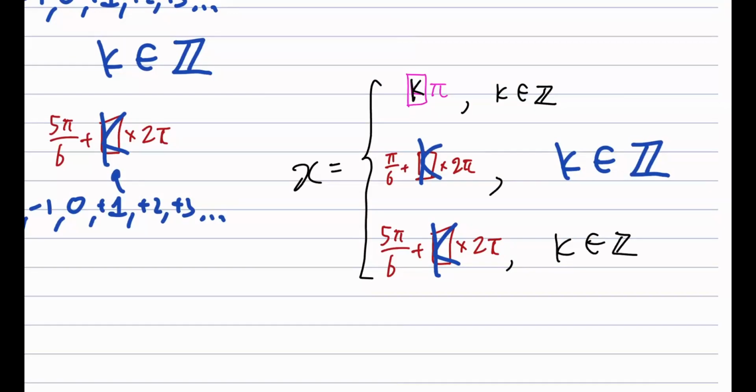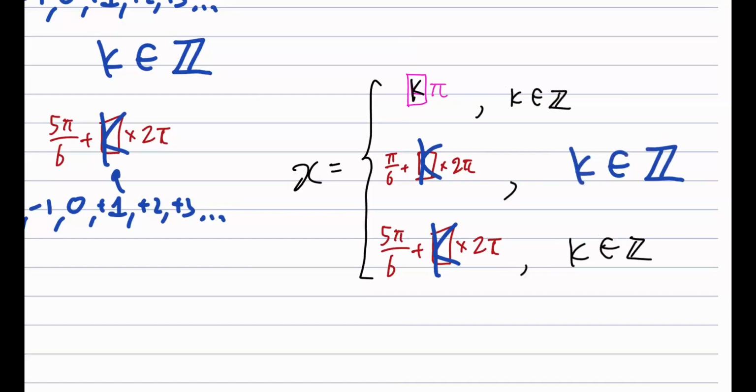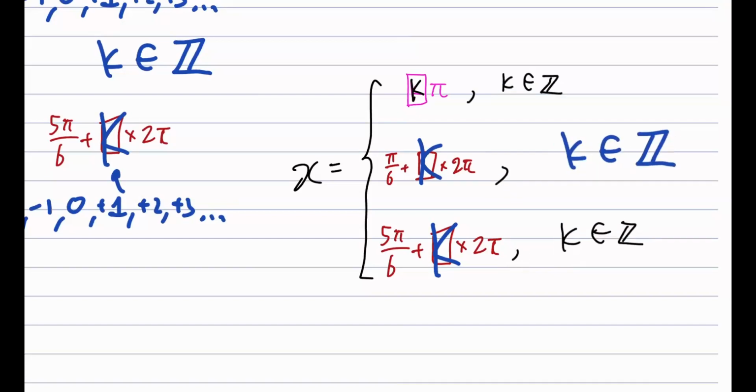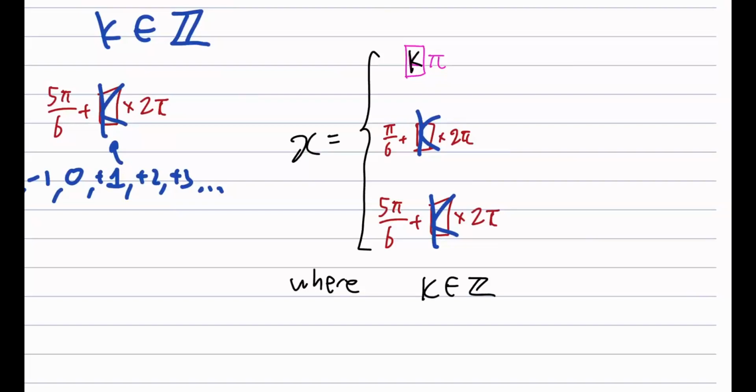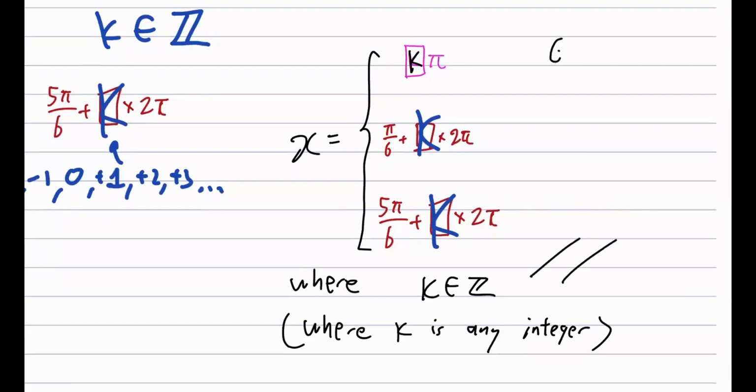But that's a bit repetitive, right? You see the comma k an element of Z so many times. How about a more efficient way? Just write down at the bottom one time where k is an element of Z. If you want, you can also spell it out in full English: where k is any integer. This is called the general solution of a trig equation.